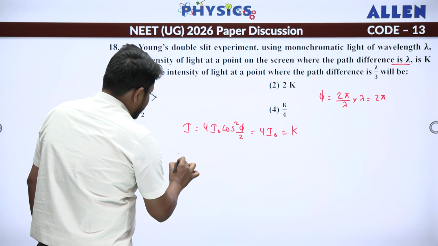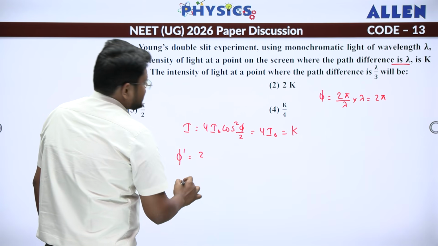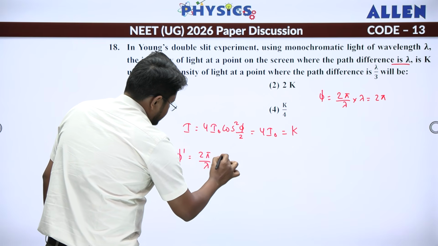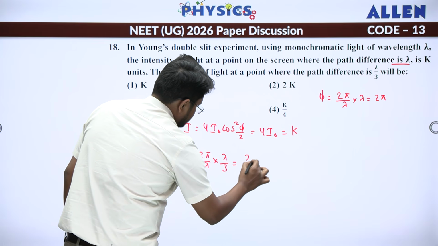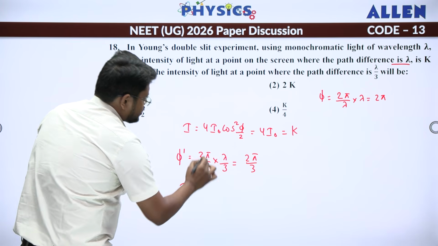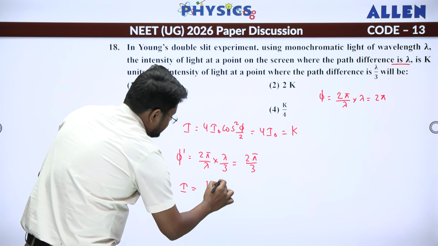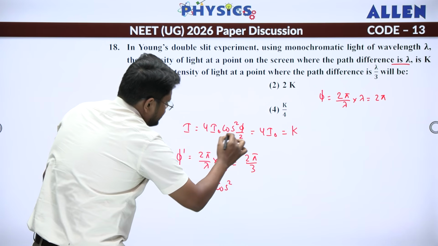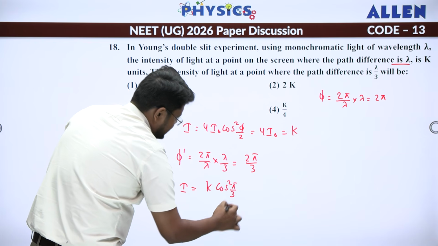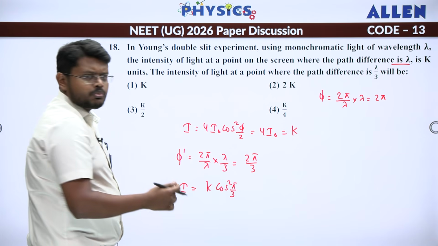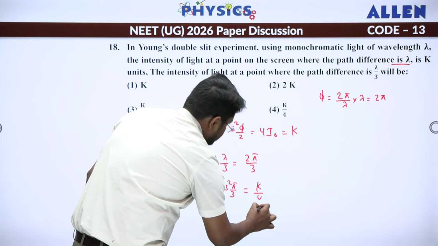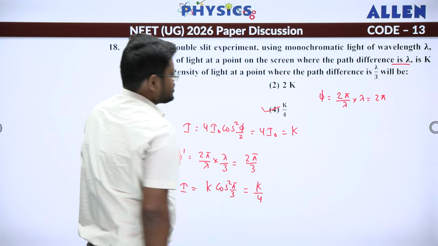Now, what is the new path difference? New path difference is lambda by 3. So, phase difference is 2 pi by lambda into lambda by 3, which is nothing but 2 pi by 3. So, again use the formula I equals 4I naught, which is K, cos square phi by 2. That means half of this, which is nothing but pi by 3. Pi by 3 is 60 degree. 60 degree means cos is 1 by 2. When we do the square, it is how much? K by 4. So, the correct answer is fourth option.